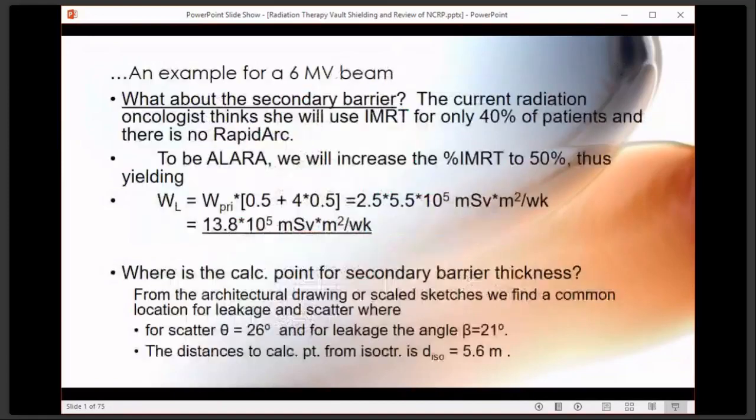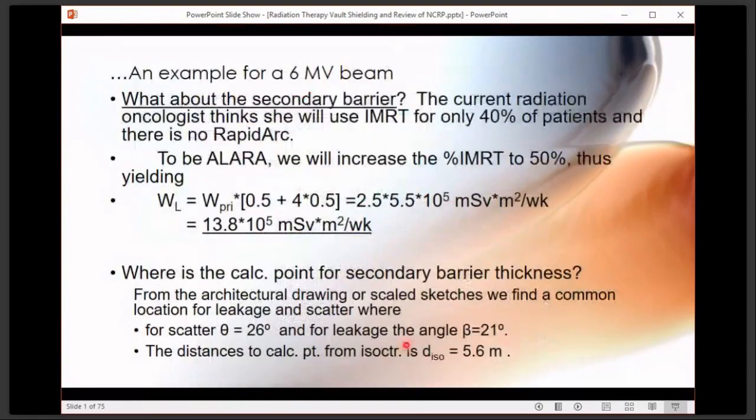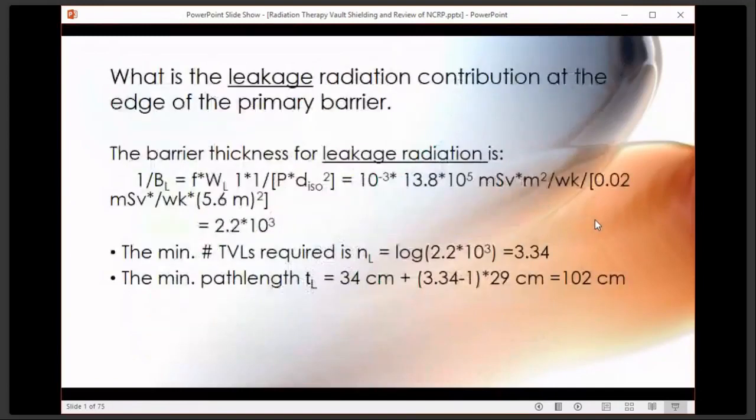All right, and that's pretty much what I said down here, that we use 26 degrees for scatter and leakage radiation is incident at 21 degrees. And the common distance from the isocenter to that location is 5.6 meters. And how do I get this number? This comes off the architectural drawings. Everything comes off the architectural drawings. Those are fundamental to doing any of this, having a set of drawings that you can read and get distances off of accurately.